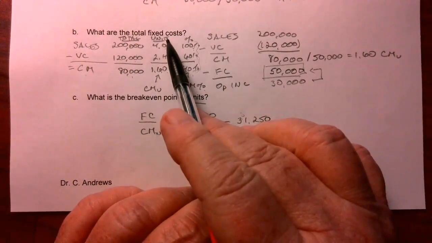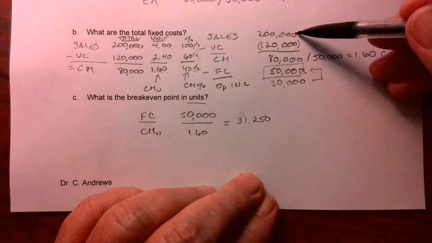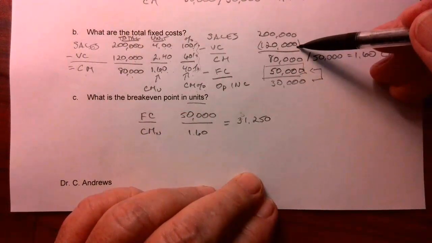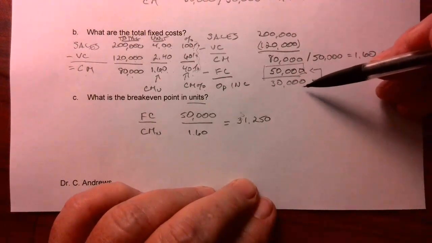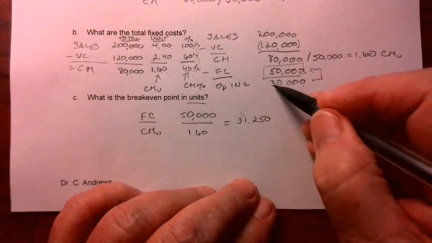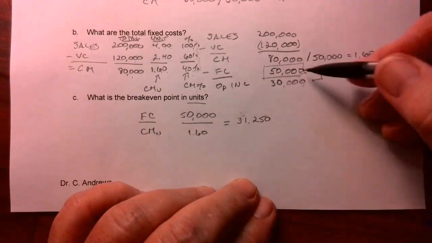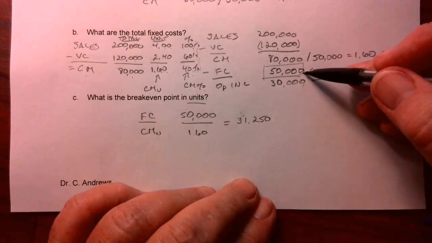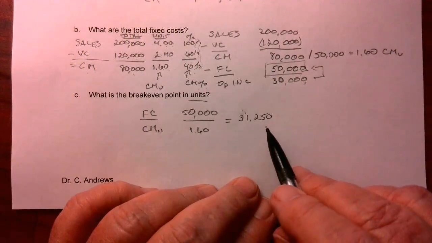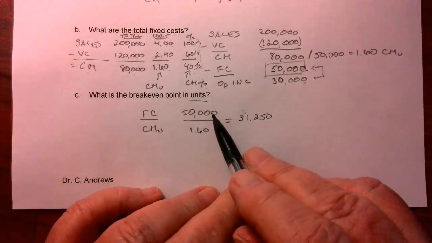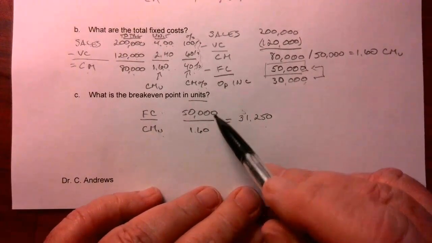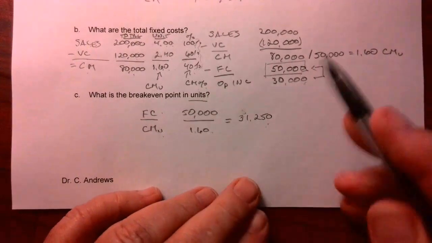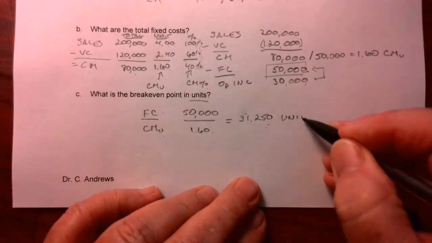the question was, what are the total fixed costs? So we've got sales of 200, and our variable cost is 120, gives us an $80,000 contribution margin. They told us that operating income was 30,000. Okay, so if you just back into this, we know the fixed cost then must be 50,000. Okay, then they asked what was the break-even point in units. I can take our fixed cost divided by the contribution margin per unit, so that's 50,000 divided by $1.60 gives us 31,250, and that is units.